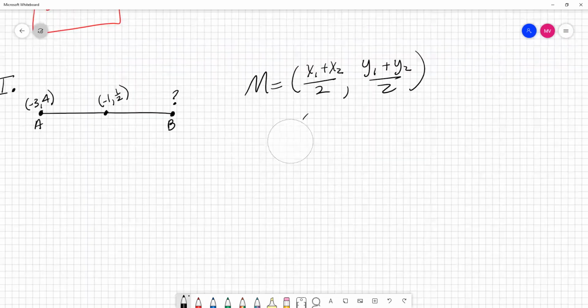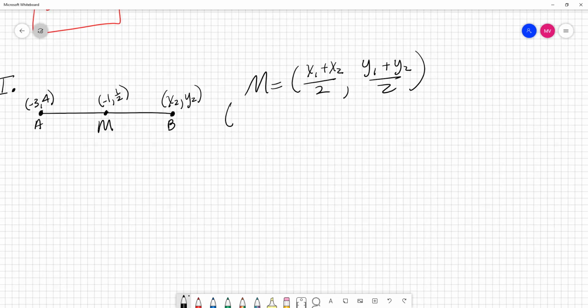Then why have you done this to me? Okay, but I know my midpoint. Yes, as you've written above. M equals x1 plus x2 divided by 2. That's midpoint. But yeah, we know our midpoint. We're calculating an endpoint. We're calculating x2, y2. That's our unknown.